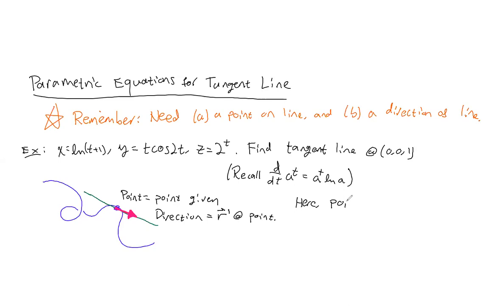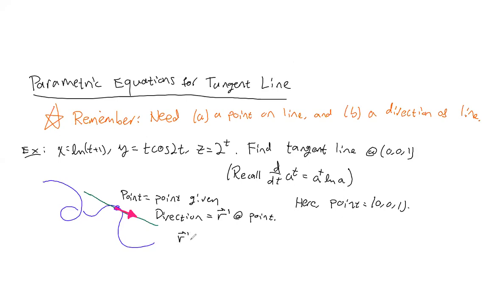we know the point is 0, 0, 1. We've been given that. What about the direction vector? Well, we need to know what r prime of t is to find that. R prime of t, in this case, we can just do the calculus here. That's not terribly hard. That's going to be 1 over t plus 1 i. In the j direction, actually, I'm going to do this on the next line down just so that I have some more room to work.